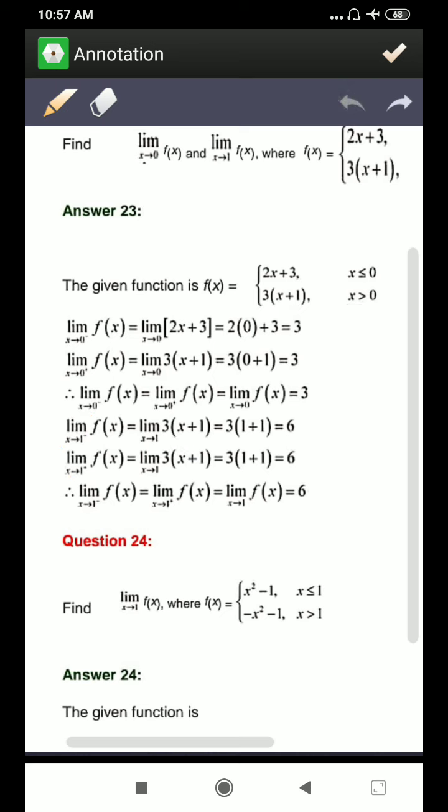Come to the next question, question number 24. Again, you have to calculate the limit as x tends to 1. Now you can understand it very well. For x tends to 1 minus, meaning less than 1, this will be the function for the left hand limit. For x tends to 1 plus, meaning slightly greater than 1, we'll use this as the function.